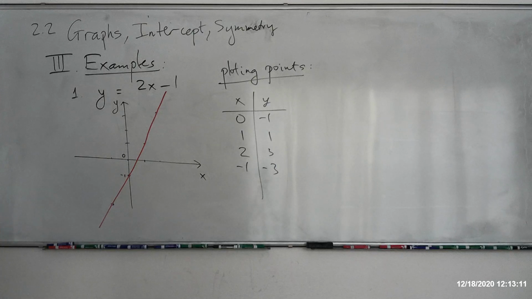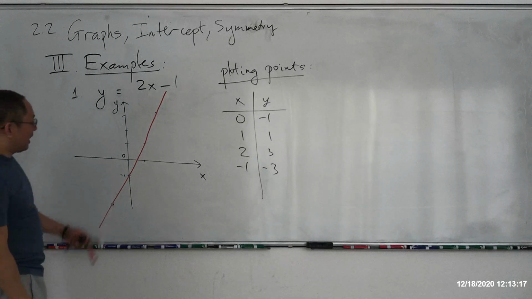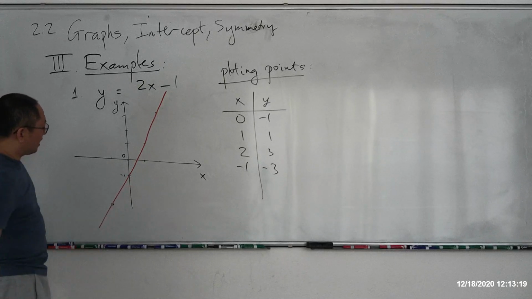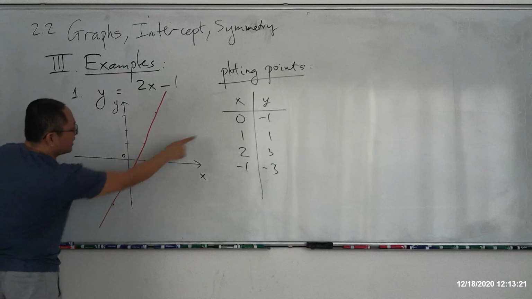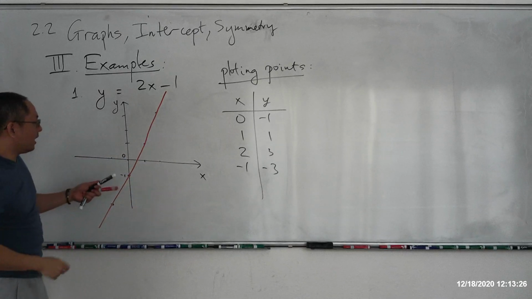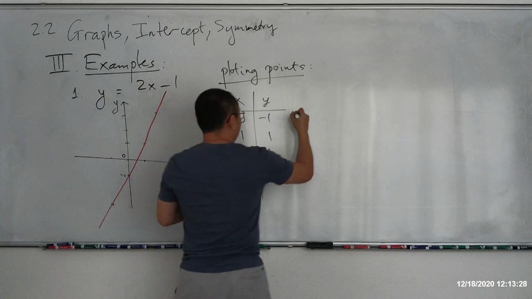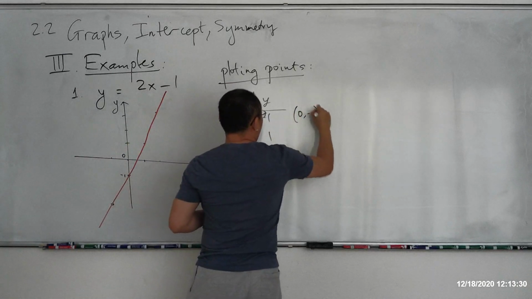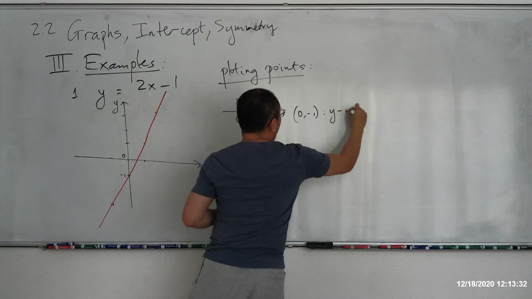Now, we can talk about the x-intercept and the y-intercept of the line. I see it right here. It's got a y-intercept right here. You plug in x equals 0, that's what we did right here. The y-intercept is at negative 1. So (0, negative 1) is the y-intercept.